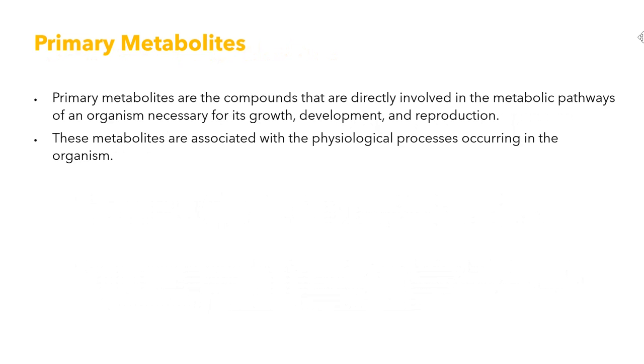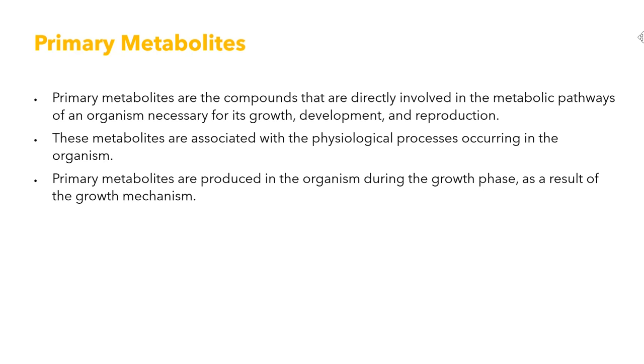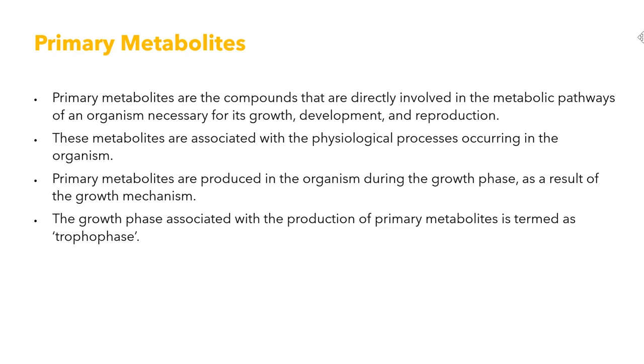So, more correctly, we will see this. Primary metabolites are the compounds that are directly involved in the metabolic pathways of an organism, necessary for growth, development, and reproduction. These metabolites are associated with the physiological processes occurring in the organism. Primary metabolites are produced in the organism during the growth phase as a result of the growth mechanism. Means when there is growth of a person or organism taking place, these metabolites are produced during that phase. For the growth of that living thing, metabolite formation is important.